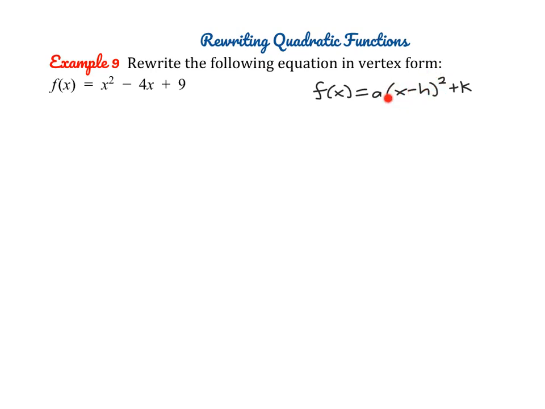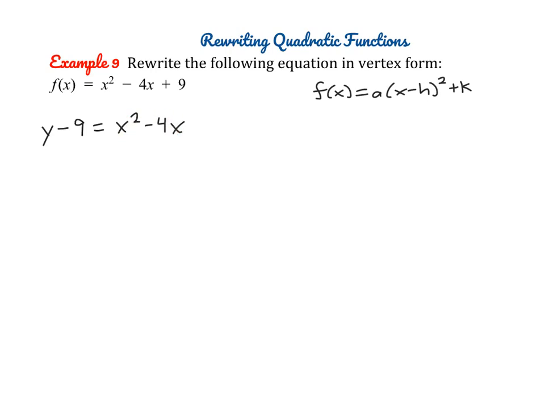So to do this, we do need to complete the square. We're going to use kind of that same process for completing the square when we learned how to use it for solving, but we're going to apply it a little bit differently. Here, the first thing we need to do is move this constant to the other side of the equation. So we're going to subtract 9 from each side. And I'm going to replace f of x with y. So we have y minus 9 equals x squared minus 4x.